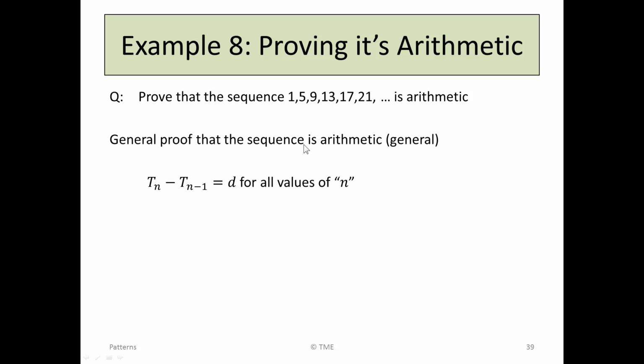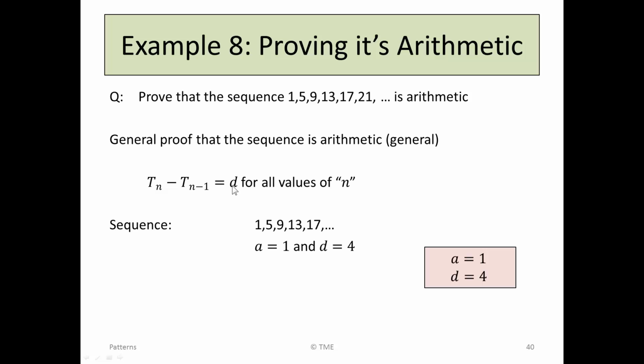So the general proof that a sequence is arithmetic requires Tn minus Tn-1 to be the same, d, for all values of n. In other words, it can't just be the difference between the second and the first term, or the fifth and the fourth, or the 21st and the 20th, but the nth term minus the one before it must give the same answer every time.